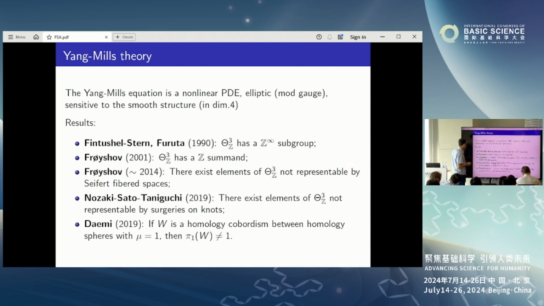And Daemi, in 2019, showed something about if you have a homology cobordism between homology spheres with Rokhlin equals 1, then that cannot be simply connected. So people are also interested in simply connected homology cobordisms. These are just a variety of results, and they were all obtained using Yang-Mills theory. So it's still an active area of research.